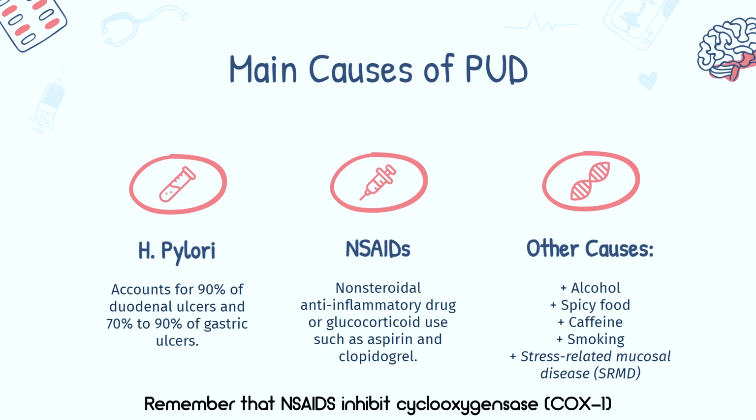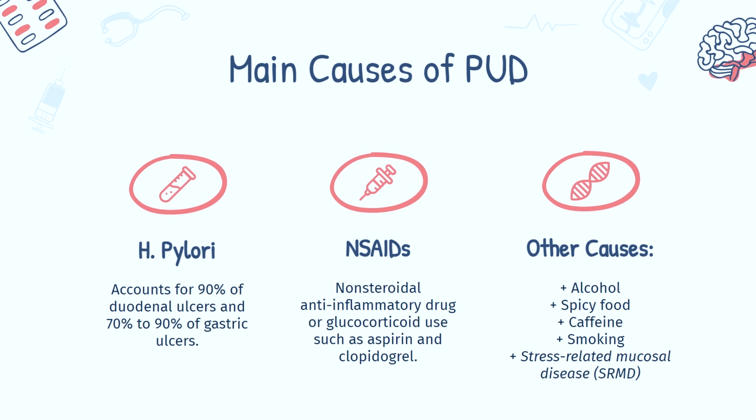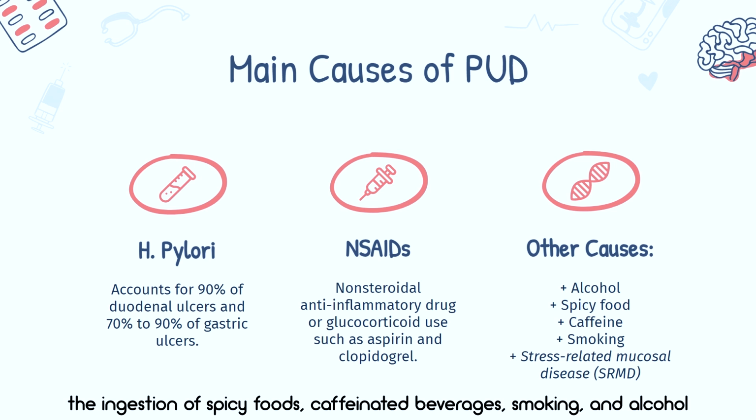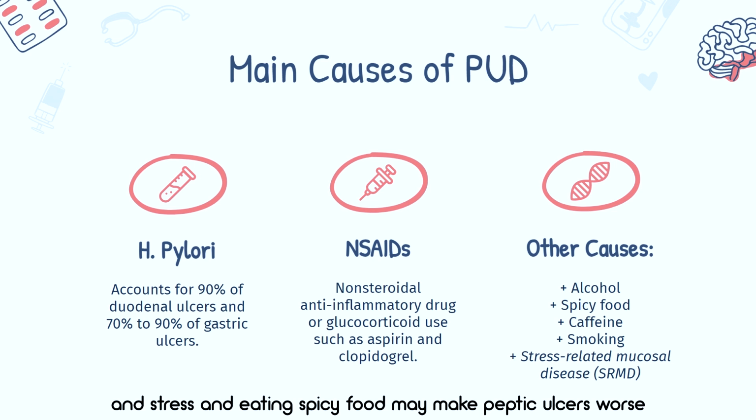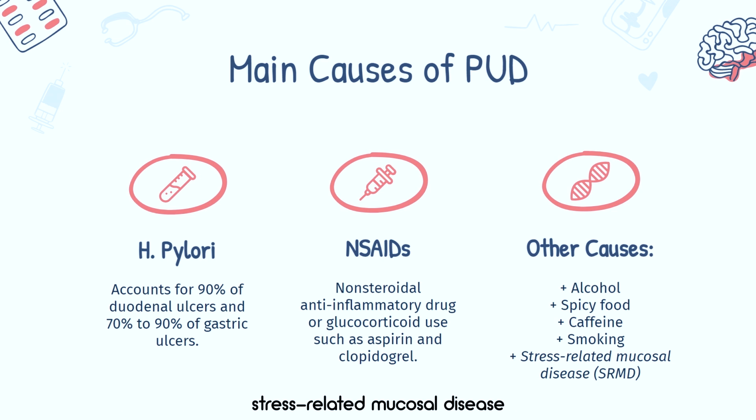Remember that NSAIDs inhibit cyclooxygenase, an enzyme responsible for prostaglandin formation, resulting in reduced inflammation and pain. However, it also reduces the secretion of protective mucus and bicarbonate ions. And then other causes would be the ingestion of spicy foods and caffeinated beverages, smoking and alcohol. They also may increase HCl secretion. And stress and eating spicy foods may make the peptic ulcers worse.